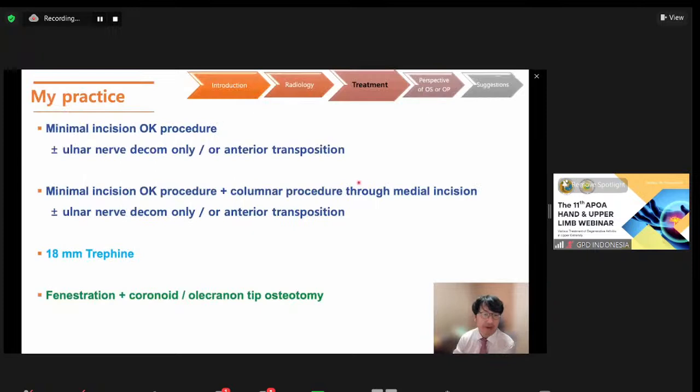Here, let me summarize my practice. Sometimes only a bony procedure, a minimal incision OK procedure, with or without ulnar decompression or transposition. But if more relief is needed, then I add the column procedure through the medial or sometimes lateral side. I always use an 18 millimeter trephine. Then I make a penetration, and I always add coronoid and olecranon tip osteotomy.